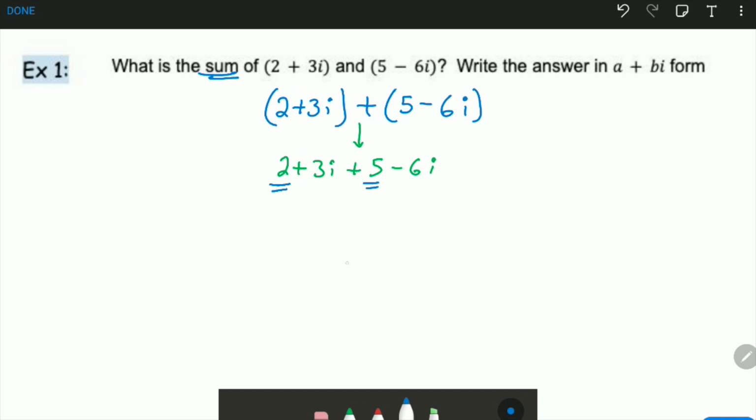So 2 plus 5 is 7, and 3i minus 6i is negative 3i. You'll notice normally when we combine like x's and stuff, we'll start with the highest power first, and that's how a lot of people often combine the like terms. However, with the i's, you'll usually put that after, because you usually want to write it in this a plus bi form, where the real number comes first and the imaginary number second. That's it. 7 minus 3i is the answer.